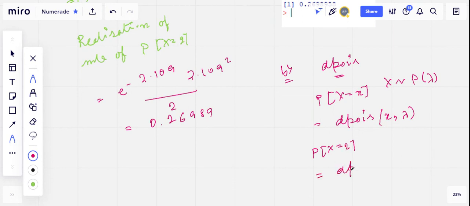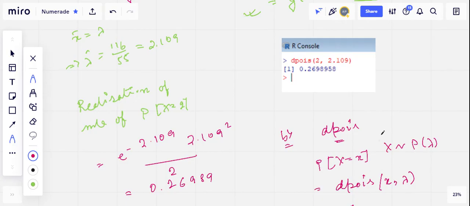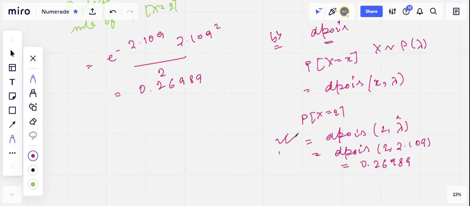So we'll write dpois to realization of lambda hat, that is dpois(2, 2.109), which is 0.26989. Okay, now I have done it in R, so from that I have taken the screenshot. See here, dpois(2, 2.109), we have got 0.2698958. Okay, so this is the answer. Thank you.